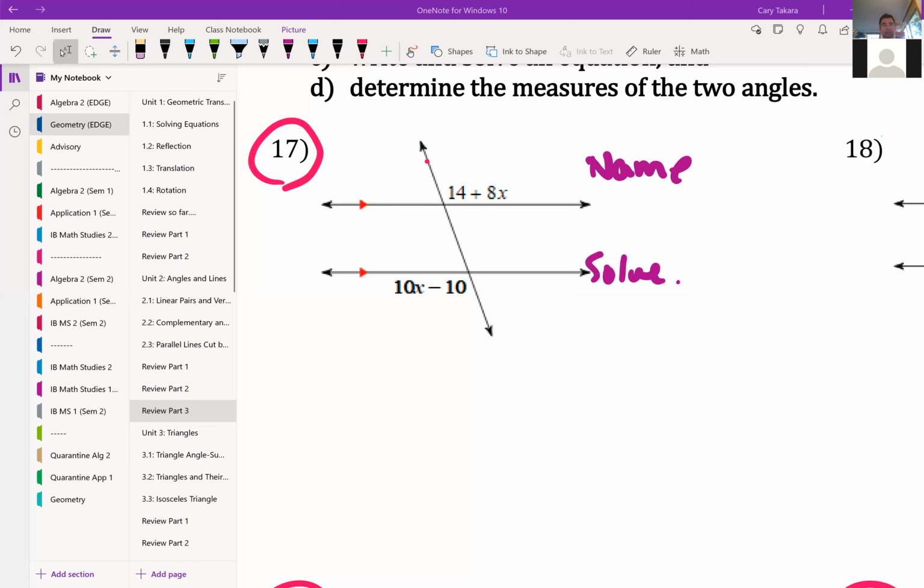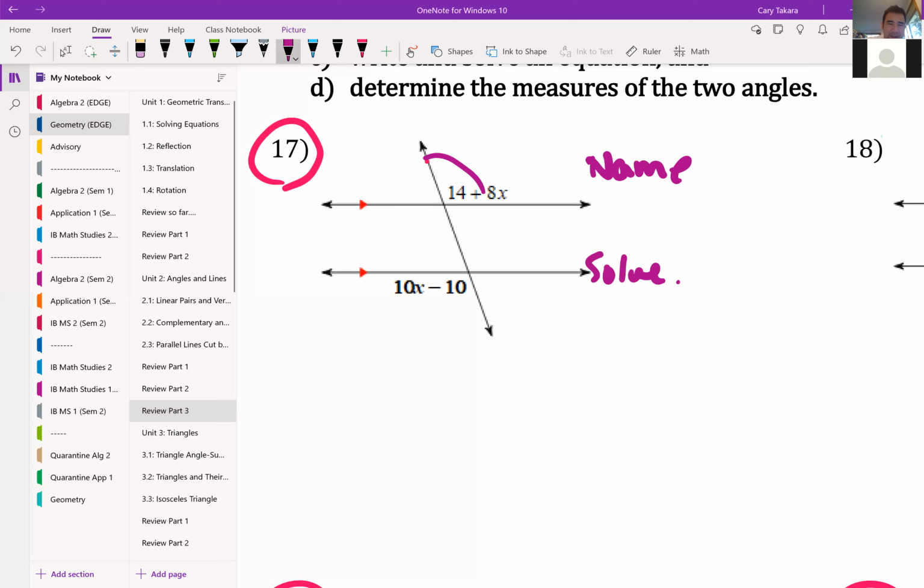Okay, let's go over number 17. I don't know if my talking interrupted you guys. What did you guys name for number 17? And I think somebody answered that. Janella, great job. Anybody else? Okay, and Lawrence has the solution.